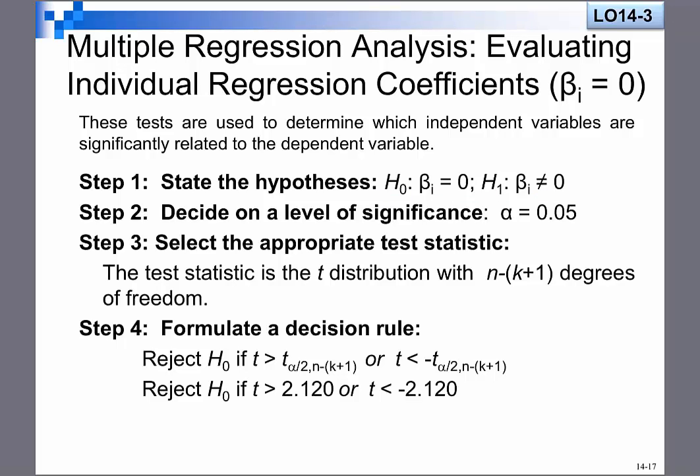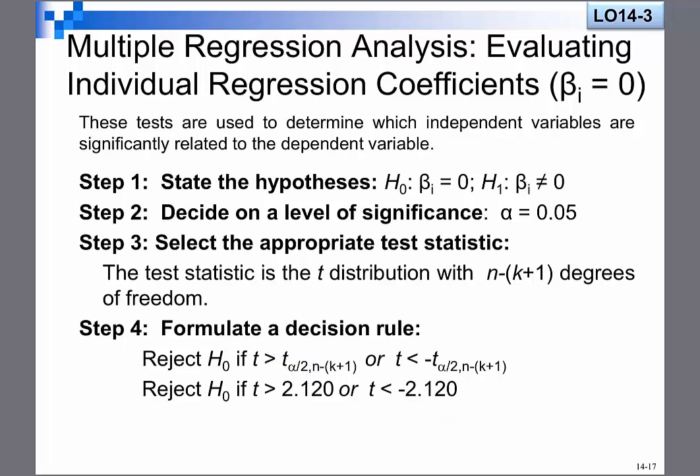Decide on a level of significance, alpha. We're going to use the test statistic t as usual, with n minus (k plus 1) degrees of freedom. We're not fearful of that because all we have to do is look at our ANOVA table and we're done. Formulate a decision rule: reject H0 if your computed t is greater than a critical t of 2.12. At this point, I'm hoping you know how to easily get the 2.12. If you're looking at a two-sided test, you divide alpha in half. If you're looking at a one-sided test, you use alpha as is.